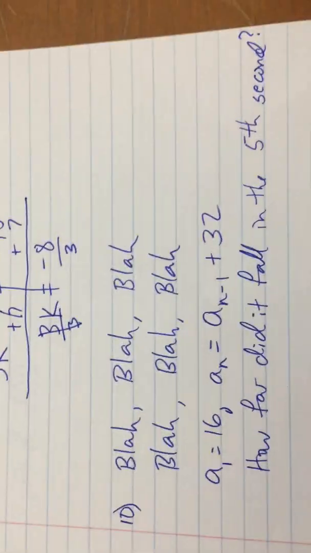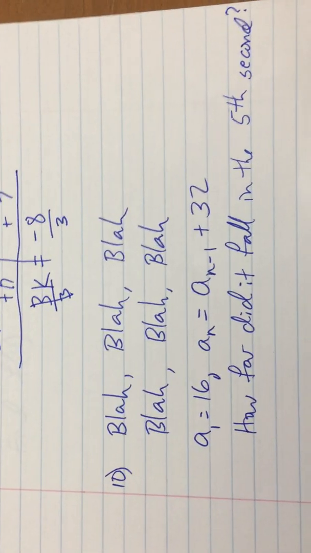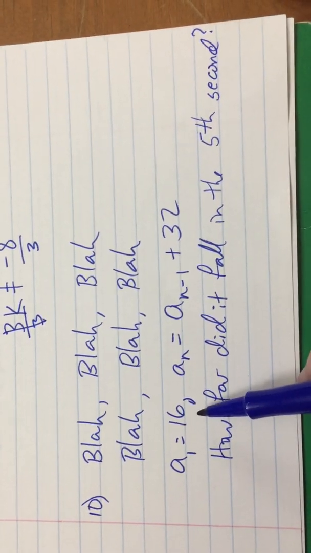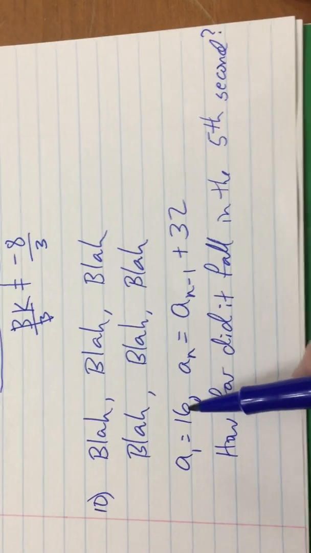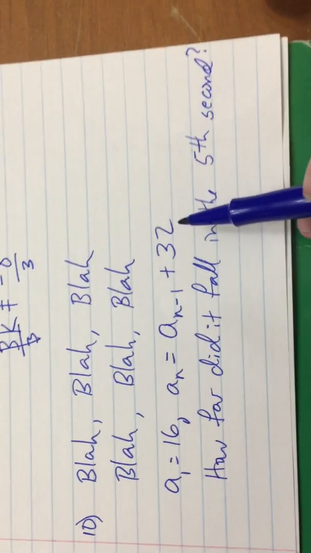Now, problem number 10. It was a big word problem, and it was blah, blah, blah. I never read the word problems if I don't have to. I jumped down to the end, and toward the end I saw a sub 1 equals 16, so my immediate thought was, oh, this is a sequence, and that is the first number in the sequence. And then it says a sub n is equal to a sub n minus 1 plus 32.